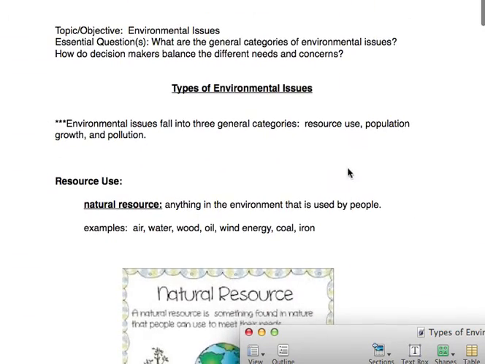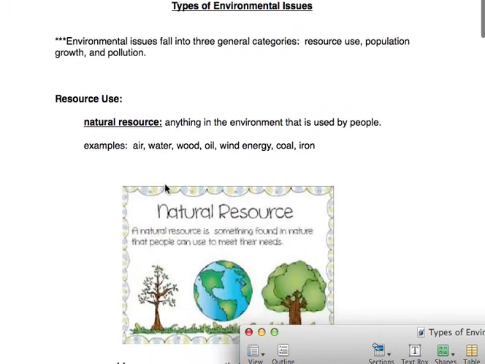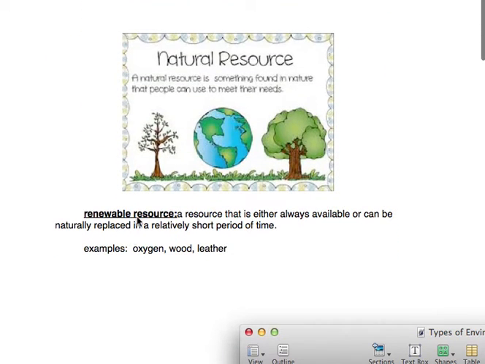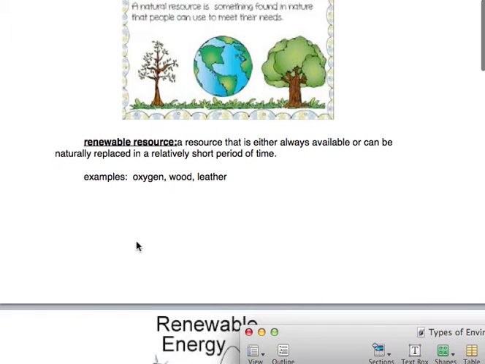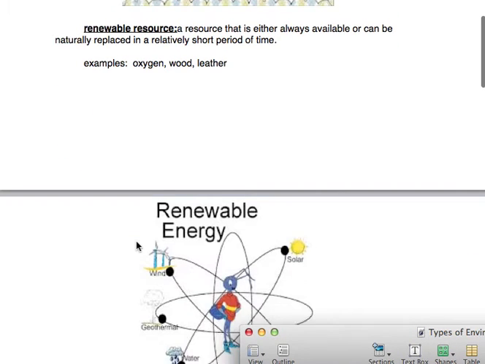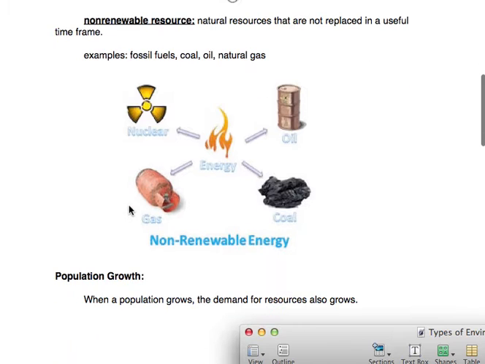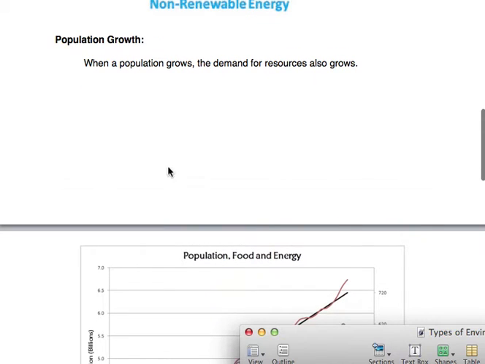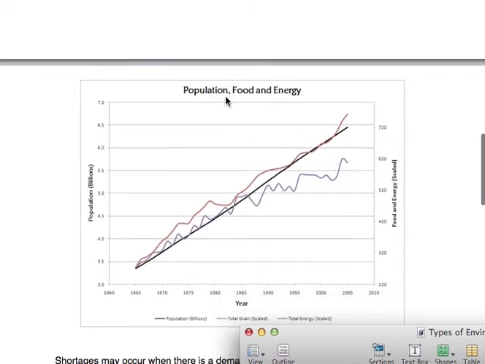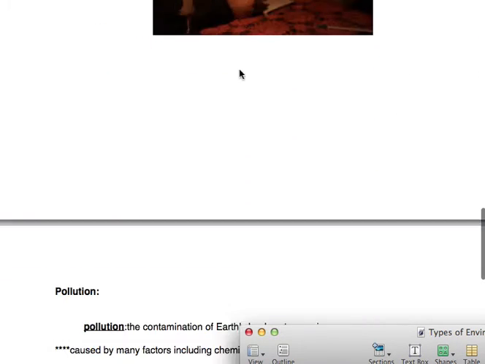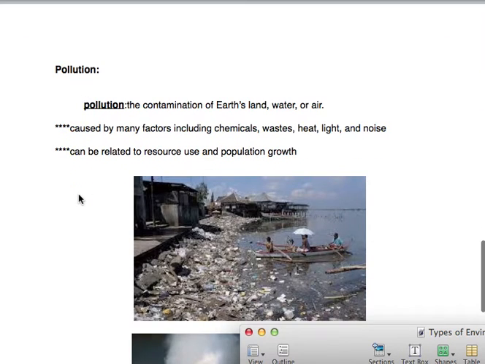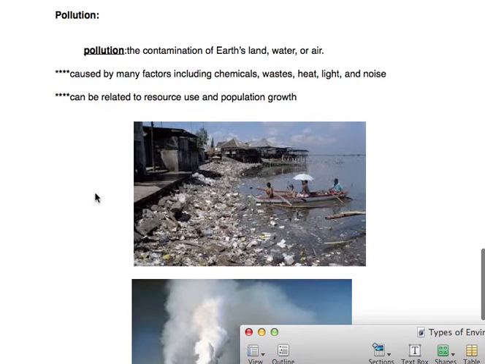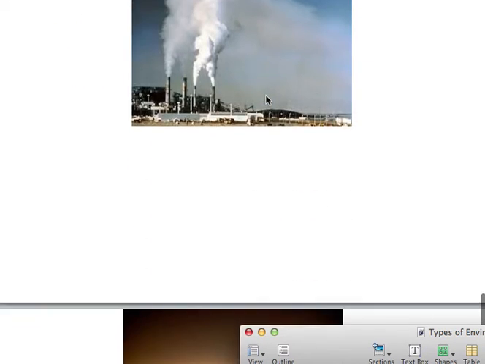We looked at the types of environmental issues: resource use, population growth, and pollution. So we talked about natural resources, that some may be renewable, meaning that they can be replaced in a short period of time or they're always available. And we talked about non-renewable resources, which are not replaced in a useful time frame. Then we talked about population growth, and that when a population grows, the demand for resources also grows. We talked about shortages, and then we've talked about pollution, which is contamination of land, water, air, and it can be in the form of chemicals, waste, heat, light, and noise.